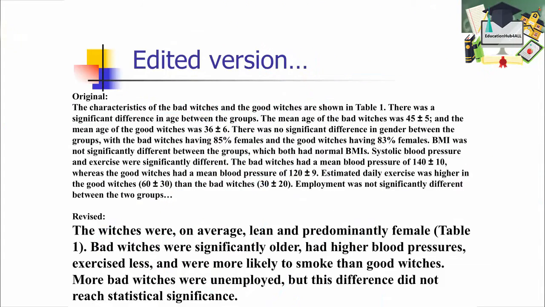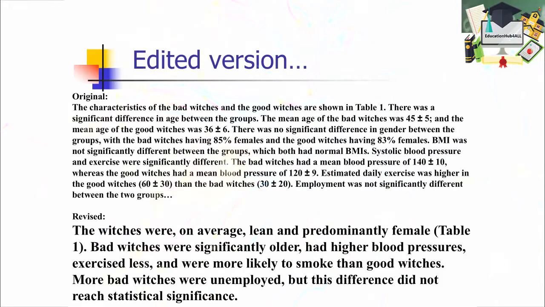My edited version starts, the witches were on average lean and predominantly female. Table 1 in parentheses. Notice that I didn't waste a sentence explicitly telling the reader that Table 1 shows the descriptive characteristics of the groups. I just launched right into the take-home messages from Table 1 and cited the table in parentheses. You have to trust your reader. It's obvious to the reader that it's a table of descriptive characteristics, so don't waste a sentence stating the obvious. It just slows your reader down.